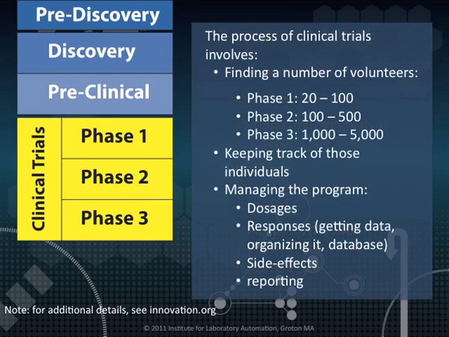The processes in starting the clinical trials involves first finding volunteers for each one of the phases, keeping track of those individuals, and managing the program. The management includes records of dosages, the results, side effects, and reporting. This is a massive and expensive data collection and management process. We'll cover the technologies used in more detail later.